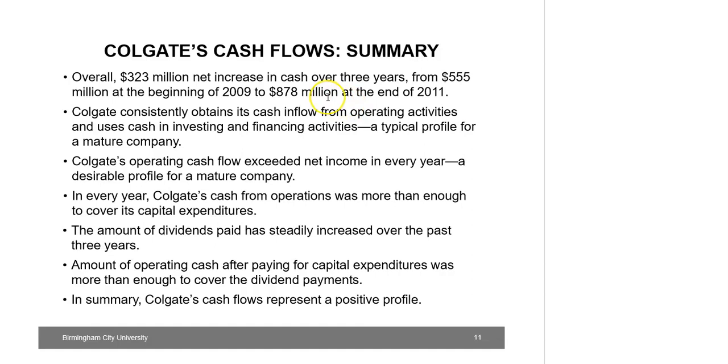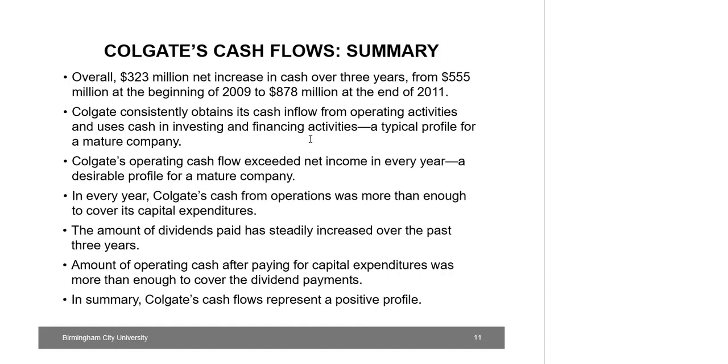Colgate has been consistently generating cash inflows from operating activities and using cash in investing and financing activities, which is quite typical of a mature company. Colgate's operating cash flows have consistently exceeded net income every year in the last 3 years, which is a desirable profile quality for a mature company.